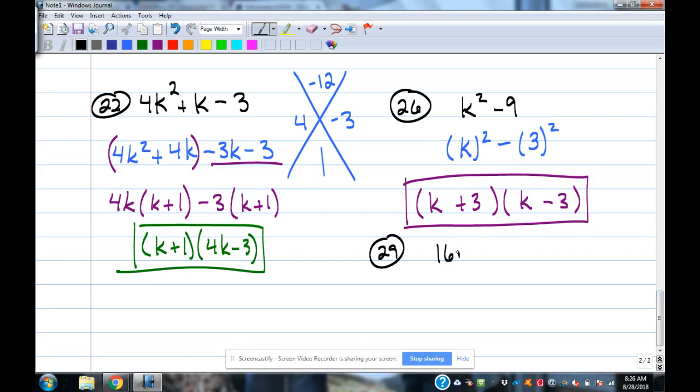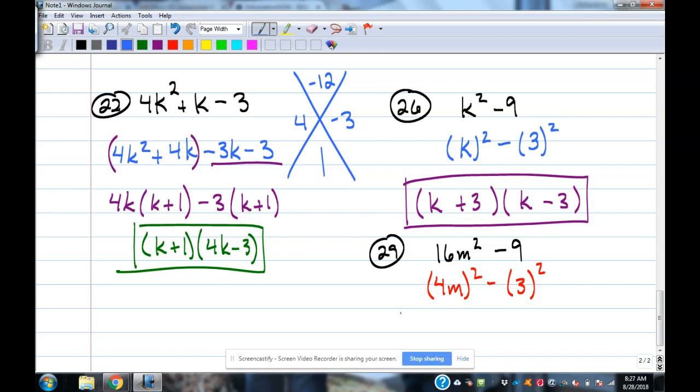Do 29, 16m squared minus 9. It's got a number there. Is there a GCF between 16 and 9? No. Okay. How many terms? 2. Is there a minus sign in it? Yeah, so that makes you think, okay, it's probably a difference of squares. Let's see if we can rewrite it like that. We know the second part's going to be a 3. We've already done 9. We know it's 3 squared. What squared gets me 16m squared? 4m. That's right, 4m.